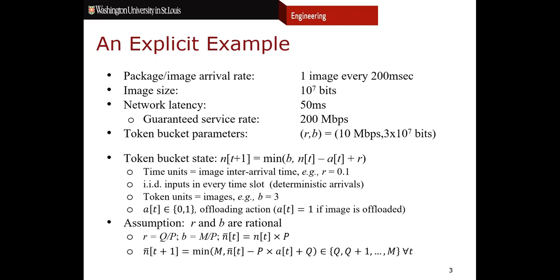And so with that in mind, you can then represent the evolution of the token bucket using the equations that are represented on that slide, where the notation N of t is the number of tokens that you have, which could be a fraction of tokens, and A of t is the action, whether you offload or you don't offload. So 0 if you don't offload, 1 if you offload, and so this is just tracking how many tokens that you have.